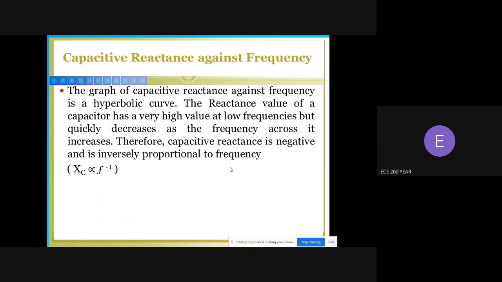The graph of capacitive reactance against the frequency is a hyperbolic curve. The reactance of a capacitor has a very high value at low frequency, but quickly decreases as the frequency across it increases. Therefore, capacitive reactance is negative and is inversely proportional to the frequency, right? So XC equals 1 by 2 pi FC. So XC is inversely proportional to the frequency.